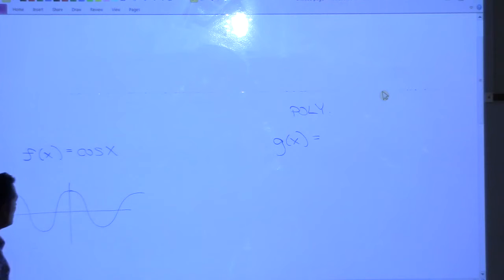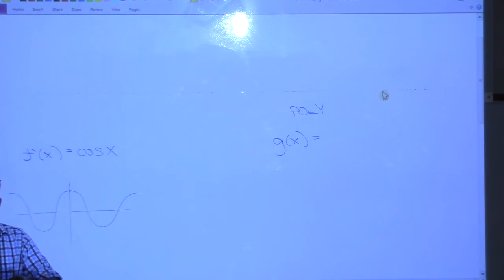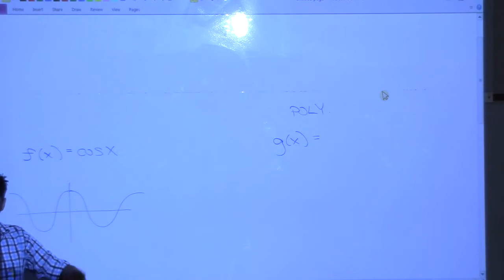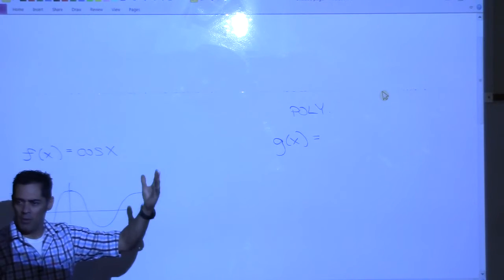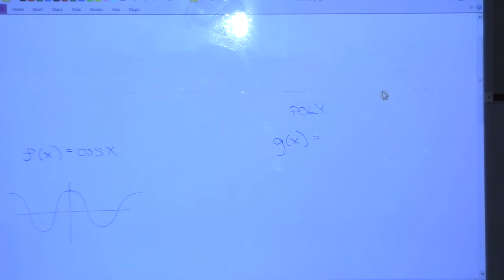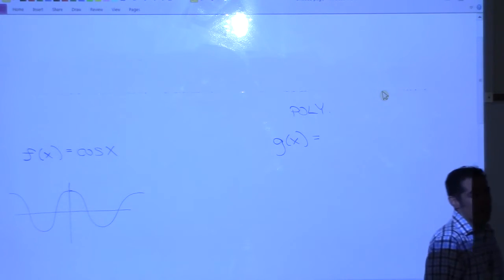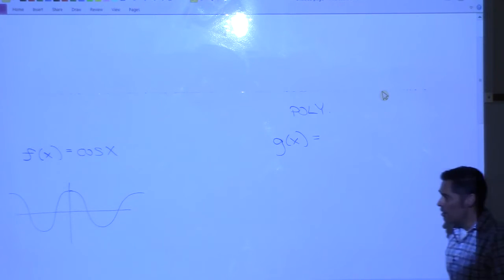All right, so I would like to approximate this function with a polynomial. When you talk about polynomials, we have degrees, right? A 0-degree polynomial would be a constant function. A first-degree polynomial would be a line. Second degree would be quadratic. Third degree would be cubic. Fourth degree would be quartic, and so on and so forth. So let me see if I can come up with, let's just try a quadratic, okay? Can I approximate this function with a quadratic?